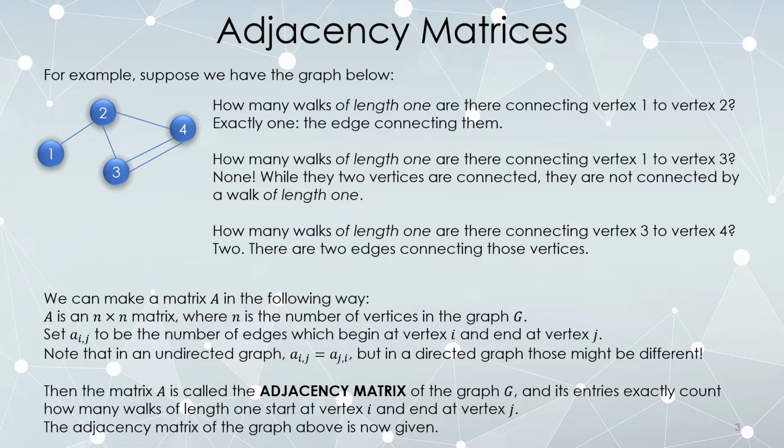So the adjacency matrix of the graph above is now going to be given. So here it is. Notice that Aij is the number of edges connecting one vertex to another. Vertex 1 connects to vertex 2, so A12 is 1. But there is an edge going from vertex 2 to vertex 1, so A21 is also 1. Down here we see that A43 and A34 are both 2 because there are two edges from vertex 3 to vertex 4 and two edges from vertex 4 to vertex 3.